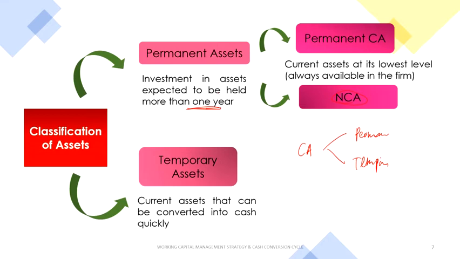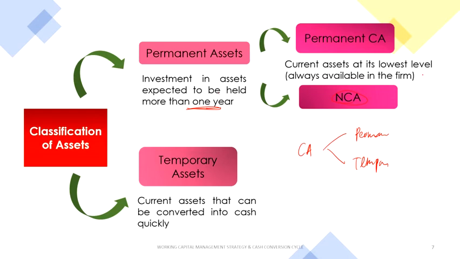So, permanent current asset ni is current asset at its lowest level, always available in the firm. Contoh macam petty cash lah. Okay. Petty cash kan kita akan sentiasa, contoh petty cash kita 500. So, hari-hari kita memang akan ensure yang duit kita memang akan ada 500. Okay. Untuk easy kan dia punya jual beli lah. Right. Inilah contoh permanent asset tu. Permanent current asset. Okay.